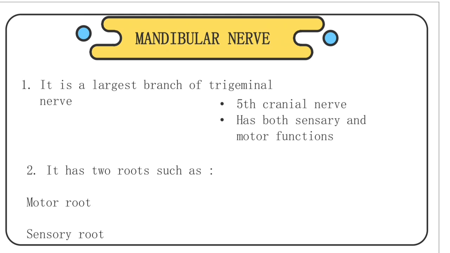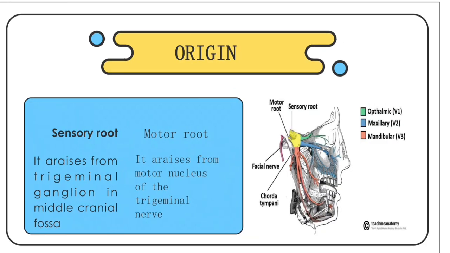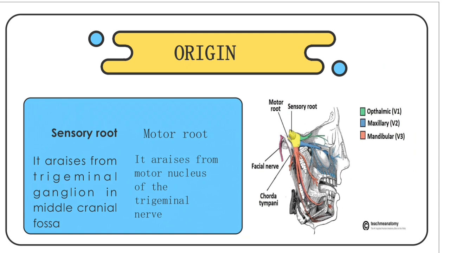It is the largest branch of the trigeminal nerve. The trigeminal nerve is the fifth cranial nerve, which has both sensory and motor functions. Normally it has two roots. Since it has both sensory and motor functions, it has a motor root and a sensory root. Coming to the origin, where the mandibular nerve starts, as I said, it has two roots.